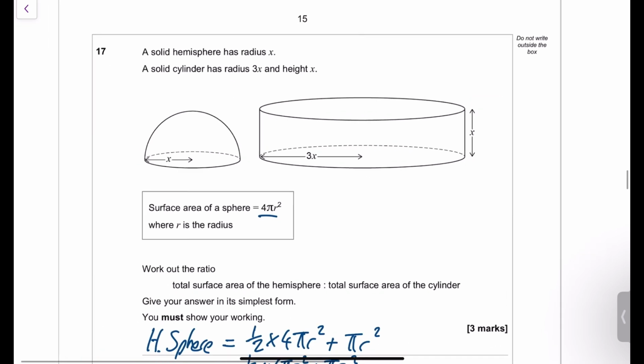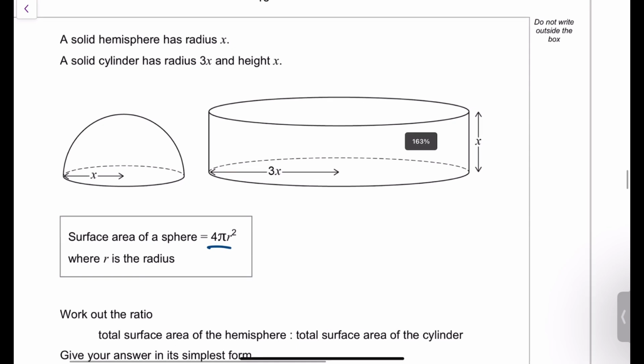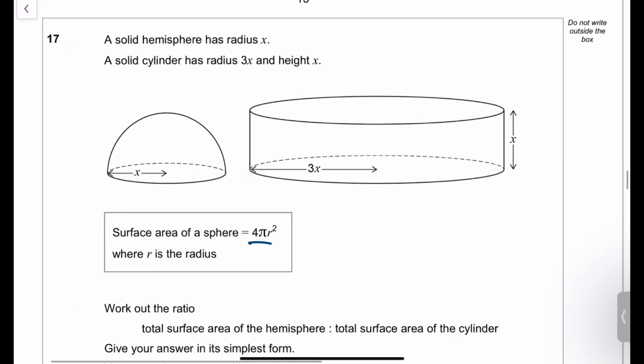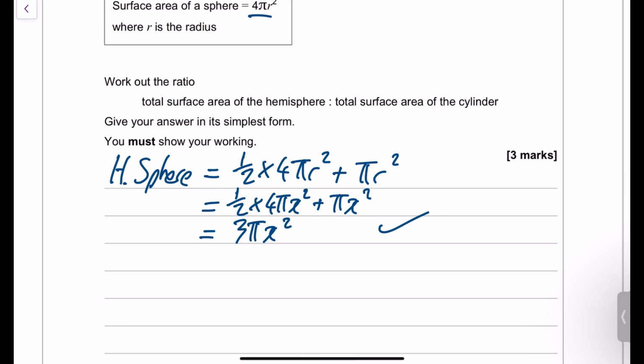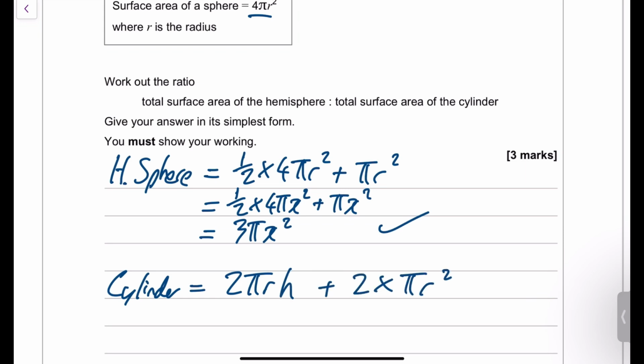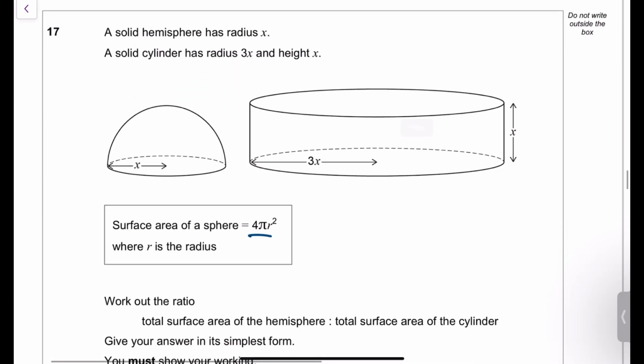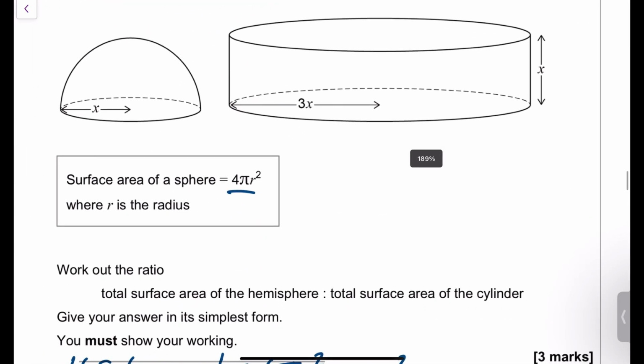For a cylinder, you don't have this. I am not familiar with AQA formula sheets, what they're given at all. I have no idea if you're given this one or not. But for a cylinder, the curved surface area of a cylinder is pi r squared h. No, it is not. It is 2 pi r h. That's the curved surface area. Plus, you've got 2 times pi r squared. So, here, not much space. Right.